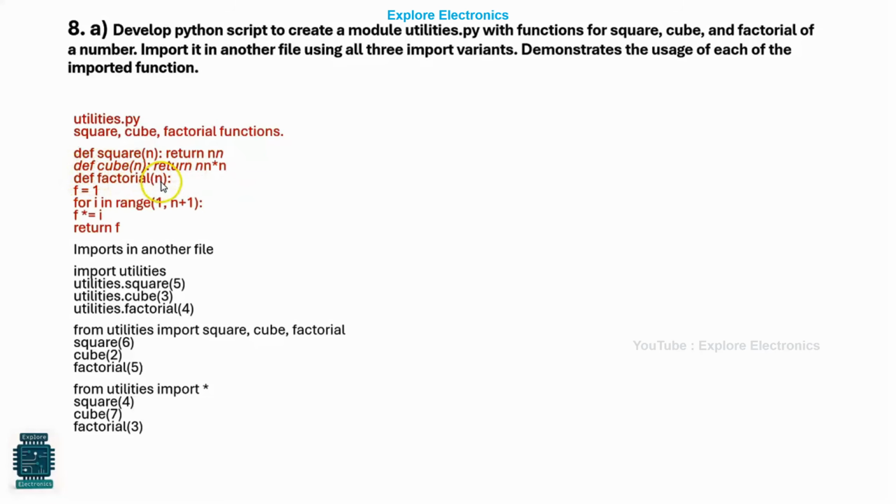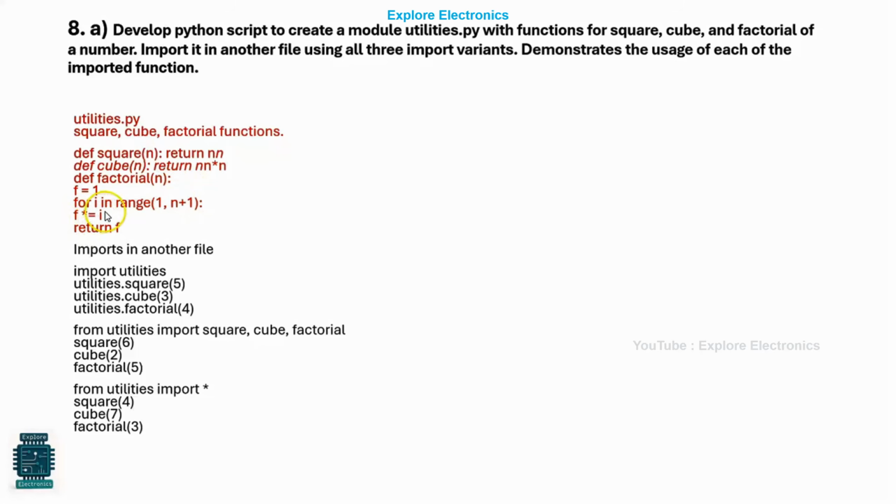And define factorial(n), which means it starts defining a function factorial that takes one argument n. After that, f is equal to 1. Here it initializes the variable f to 1, which will store the factorial value. After that, for i in range(1, n+1). Here it starts a loop that iterates from 1 up to n, including n, not n plus 1. 1 is included, n plus 1 is excluded. Clear?